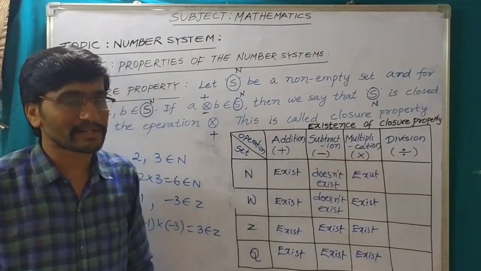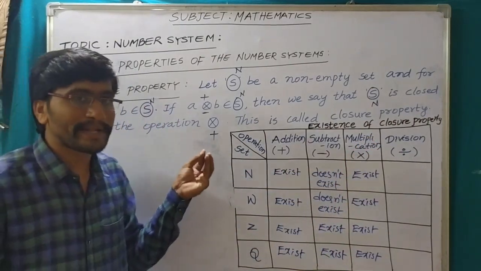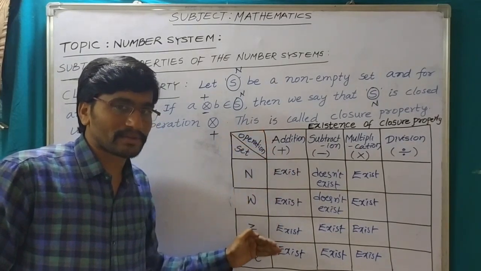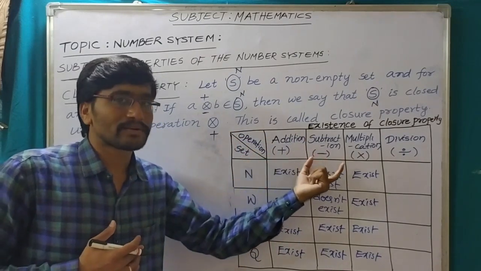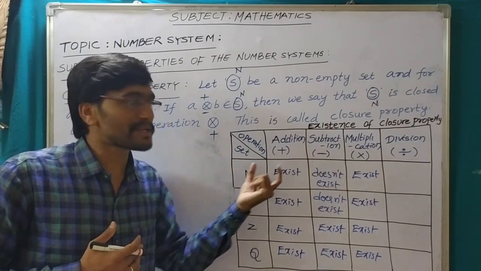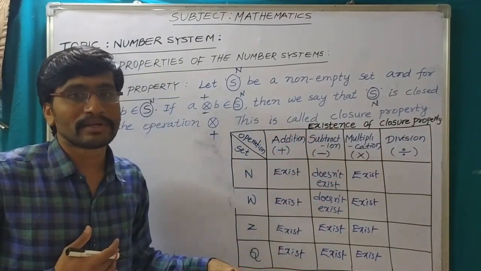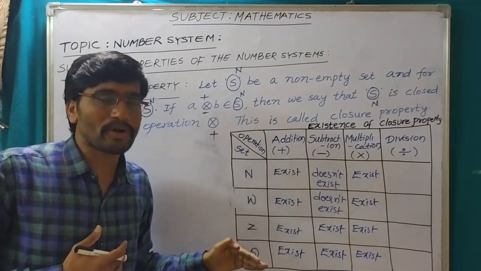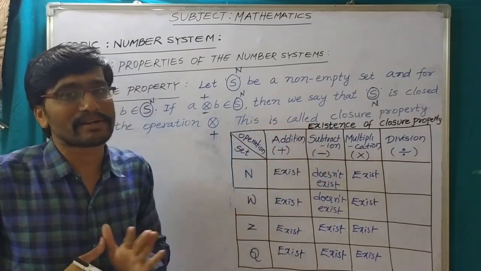Similarly for rational numbers also. So if closure property exists for natural numbers under addition, then it exists for all number systems. If closure property does not exist for natural numbers under subtraction, then it may or may not exist for the remaining set of numbers. If it exists, then it exists for all the remaining sets of numbers. If it does not exist, then it may or may not exist for the remaining sets of numbers.